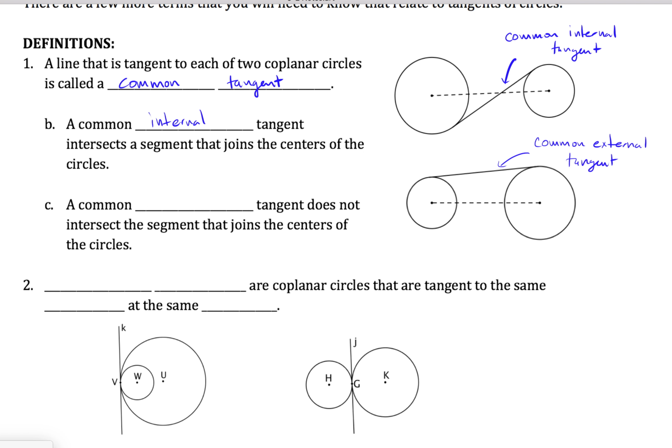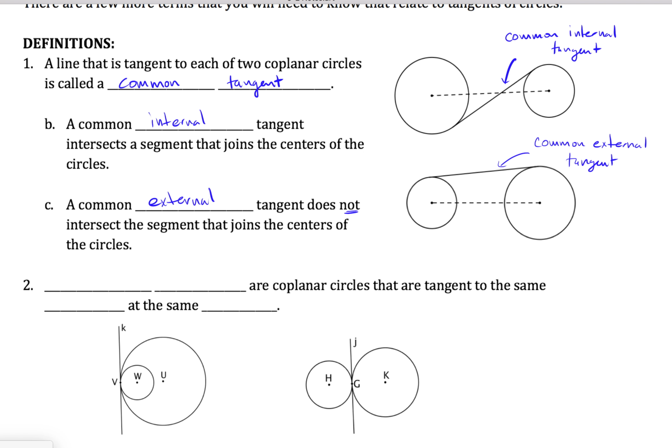And just like internal and external are kind of opposites of one another, you can kind of guess that the definitions of common internal tangents and common external tangents are, in a way, opposites of one another. Because a common external tangent does not intersect the segment that joins the centers of the two circles that the line is tangent to. Right? So common internal tangents and common external tangents, just a couple more phrases that you're going to need to know.